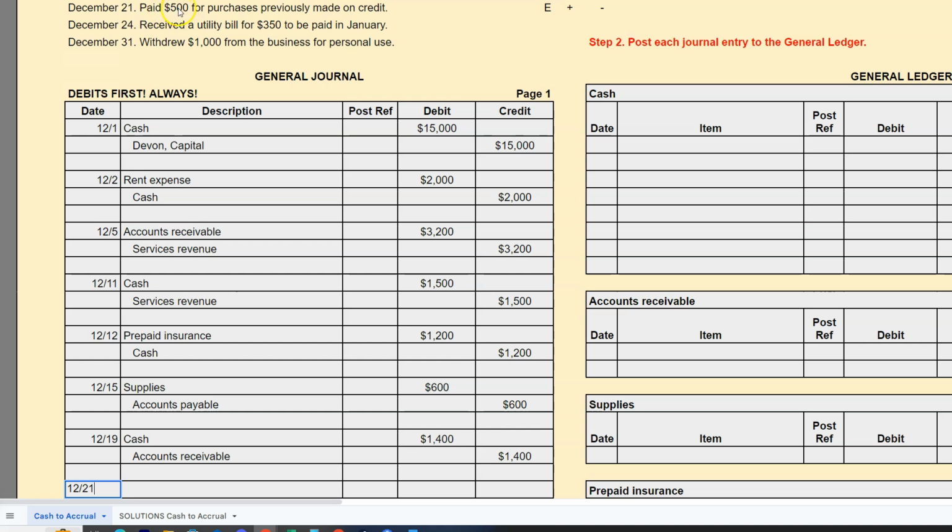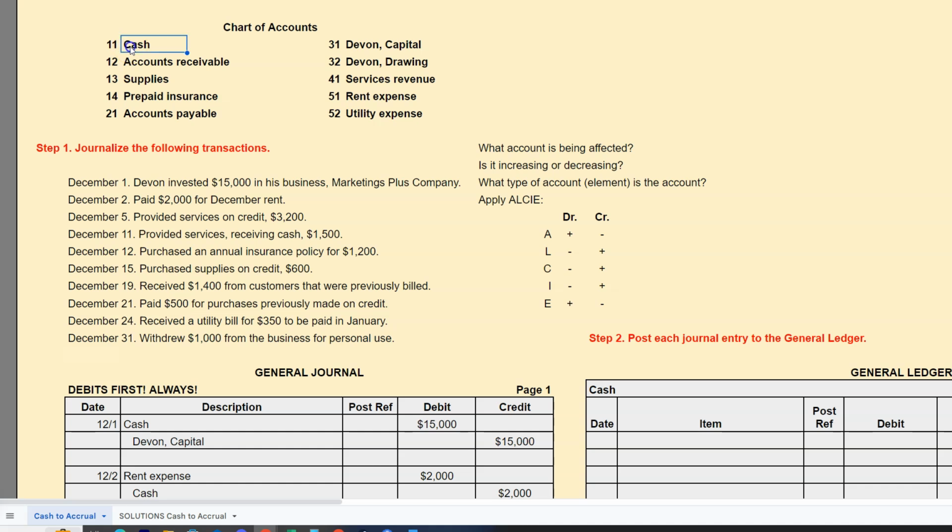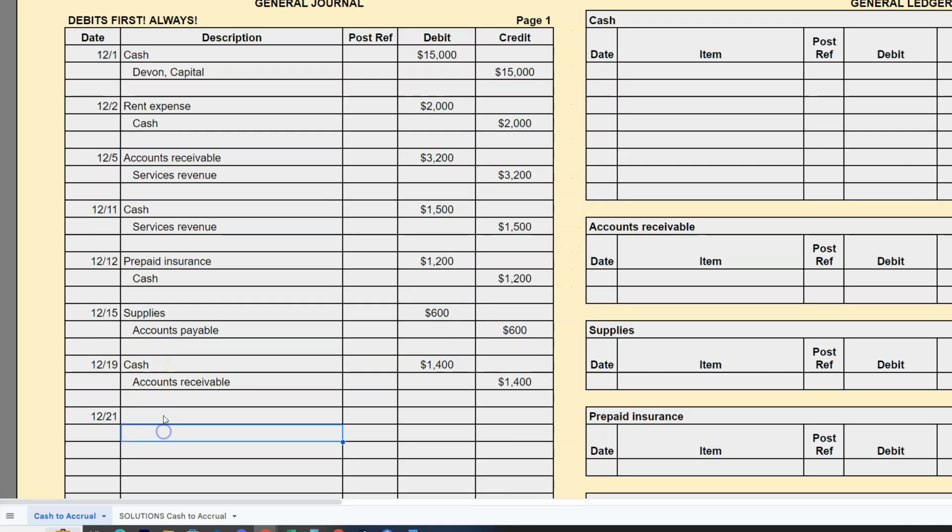All right, paid $500 for purchases previously made on credit. Let's start with the paid $500, right? So if we paid $500, that's cash. It's going down. It's an asset. How do we make an asset go down? We credit. So let's make cash decrease.